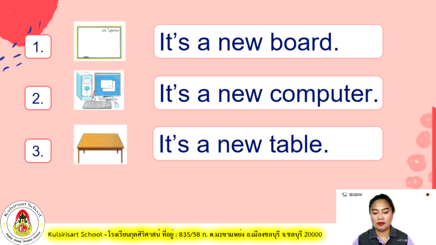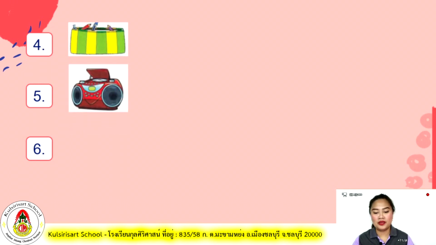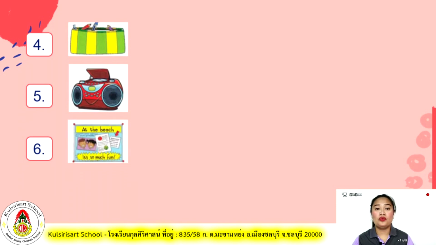Okay, let's move on. Number 4, 5, and 6. What do you think is the picture number 4? Next we have, how about picture number 5? What is the picture in number 5? And lastly, number 6. What do you think is the picture number 6?